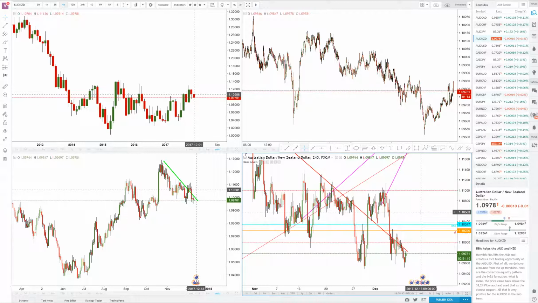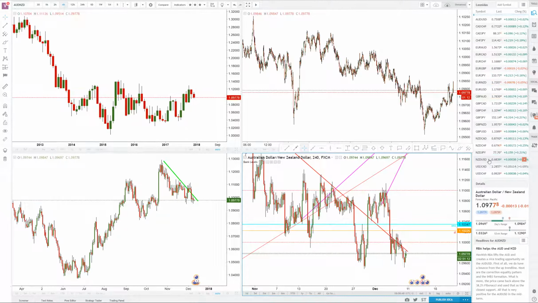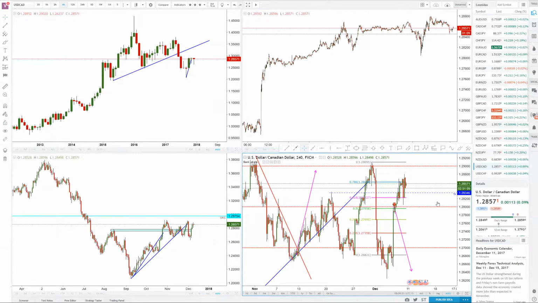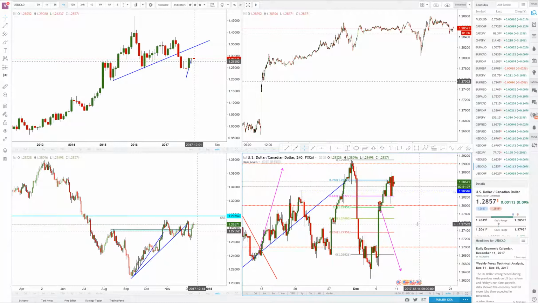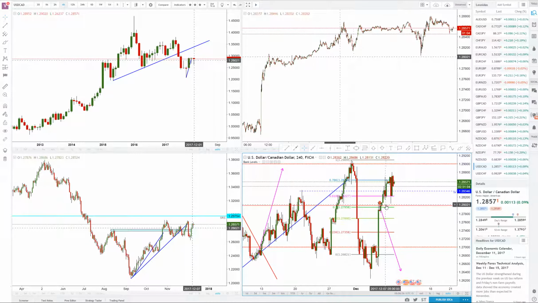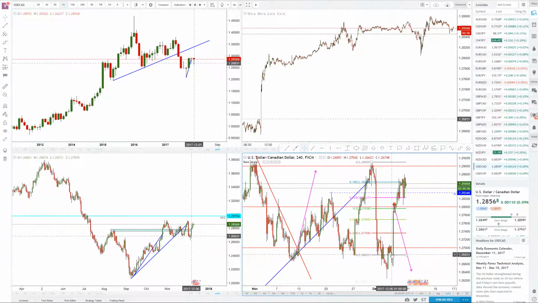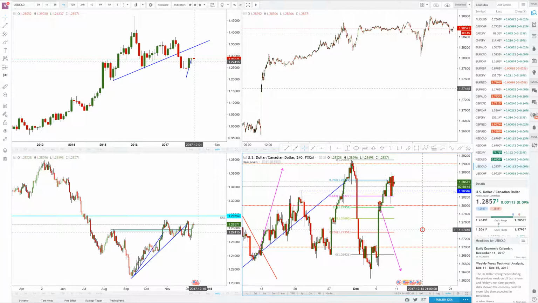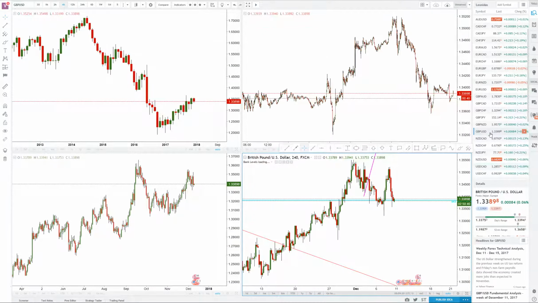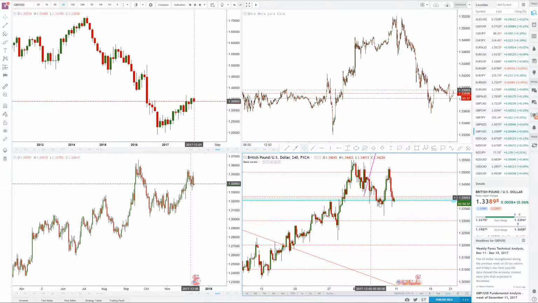Let's see. We said that the UCAD was going lower, and we were looking for a place to short, and there wasn't really a good area to short UCAD, and we did go up. Like I told you last week, there's not a good area to short UCAD, and so that's what happened. I did not trade UCAD last week. GU, I did buy, and I took some profit.